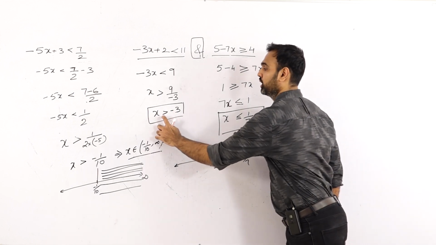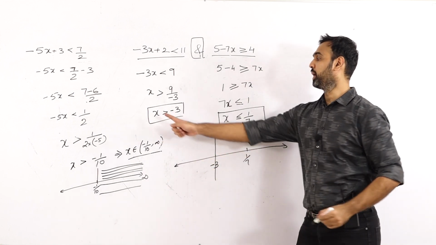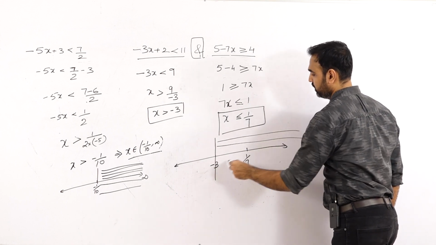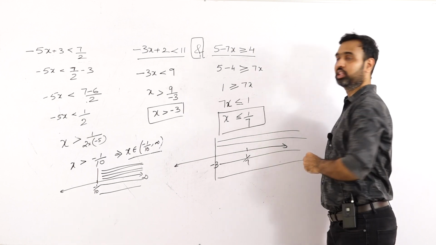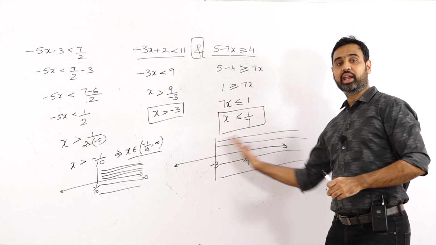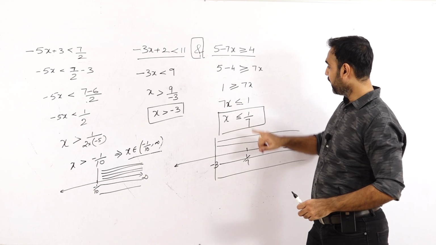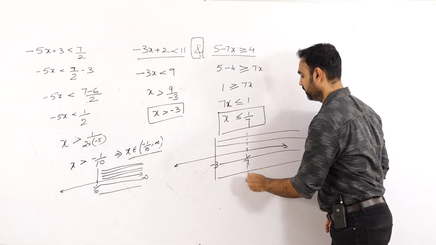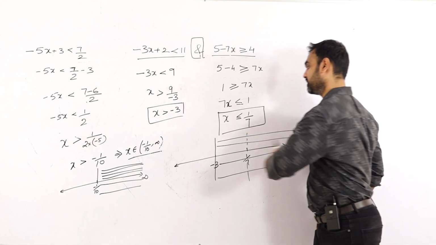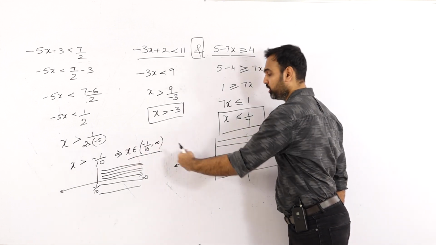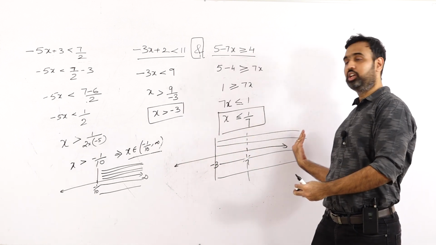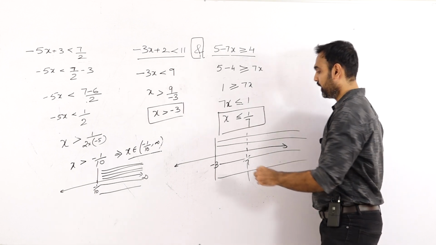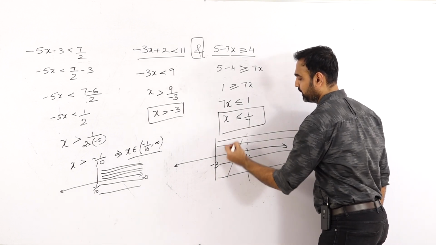Now let us consider the region indicated by x greater than minus 3. I will use a horizontal line. So this is the region indicated by x greater than minus 3. Everything towards the right of minus 3. And x less than or equal to 1 by 7. So when I draw a line here, everything towards the right of 1 by 7 is greater than 1 by 7, everything to the left of 1 by 7 is less than 1 by 7. And let me draw these slanted lines.